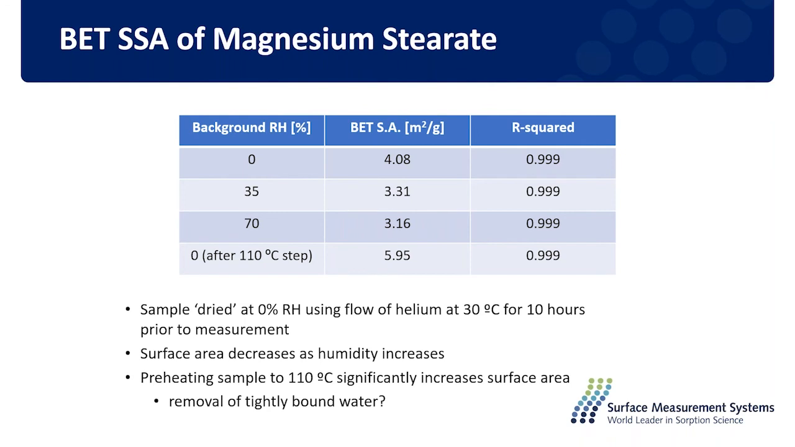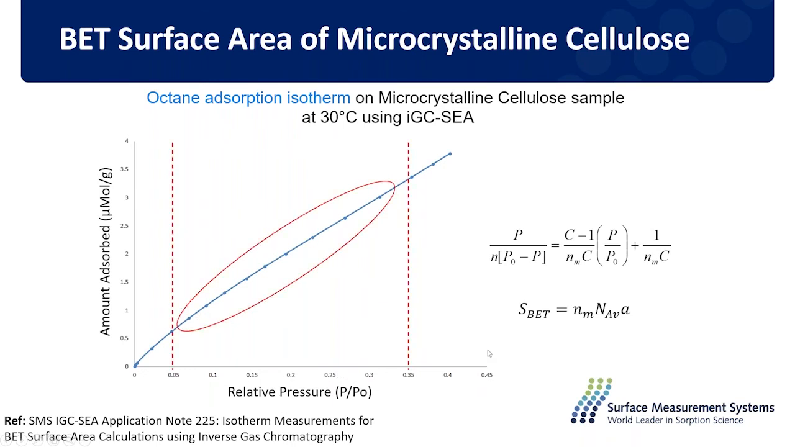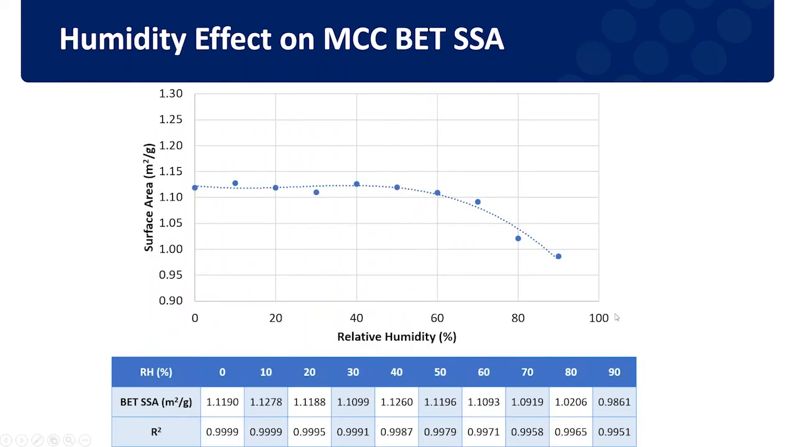When we apply this kind of methodology to a slightly different type of sample, something like microcrystalline cellulose, again, we do a plot from high concentration to low concentration, look for an area where we have linear behavior. And what we did here is we plot its BET surface area as a function of relative humidity again. You'll notice that it remains fairly stable all the way up until about 60% relative humidity, at which point we begin to see its BET surface area decrease as a function of relative humidity.